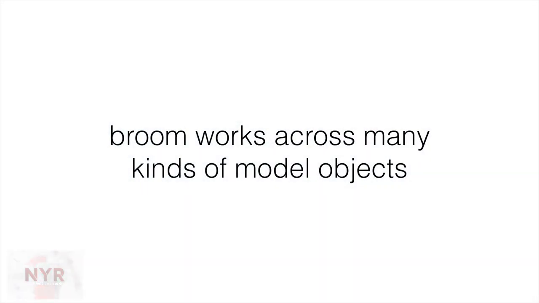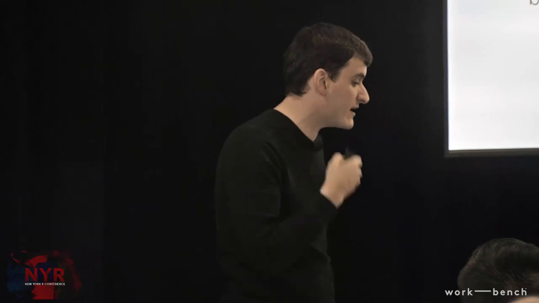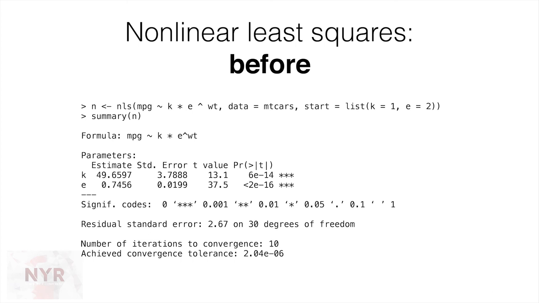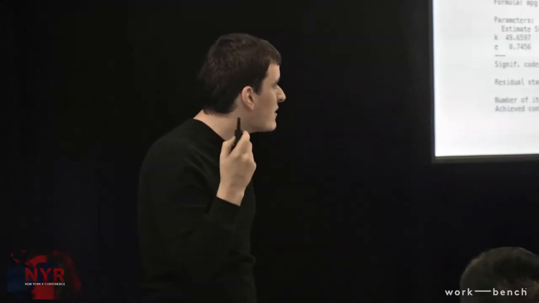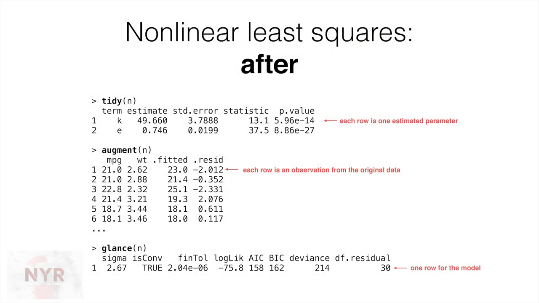And broom works across a large set of model objects. It's been around for about a year and a half now, and we've started to build up a really good set of tools that approach a lot of the R ecosystem. So for instance, here we have a nonlinear least squares model. I like this function a lot. I think there are more sophisticated tools out there, but here I'm fitting a particular exponential model to the cars data set. It looks a bit like an lm, but it has some differences in structure behind it. And when you do tidy, augment, glance, you get out your tidy information, one row per term, your augmented observations, fitted values, residuals, and your glance, your single row data frame with statistics for the entire model.